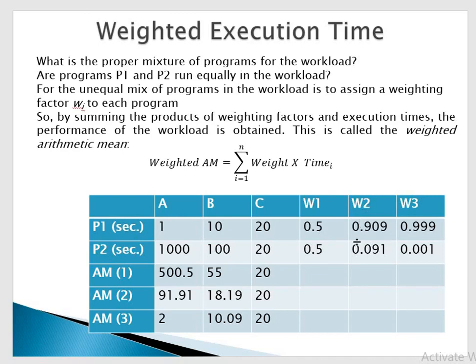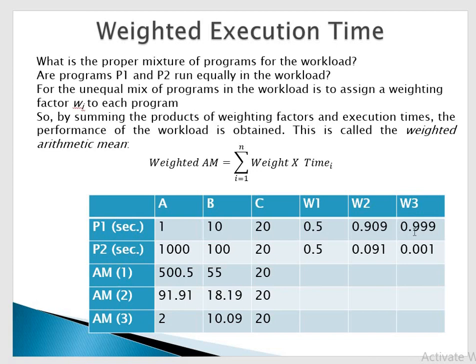For W2, we will assume that the weighing factor for program 1 is 0.909 and for program 2 it is 0.091. Whenever we allot the weighing factor to the different programs, one thing we must keep in mind: the sum of all the weighing factors must be equal to 1. For the third weighing factor, we will assume that the weighing factor for program 1 is 0.999 and for program 2 it is 0.001.